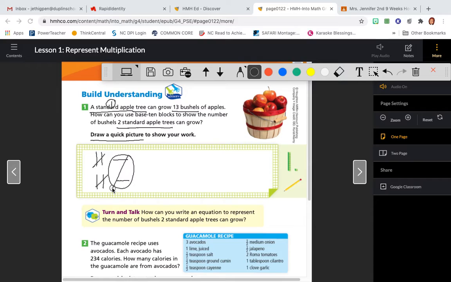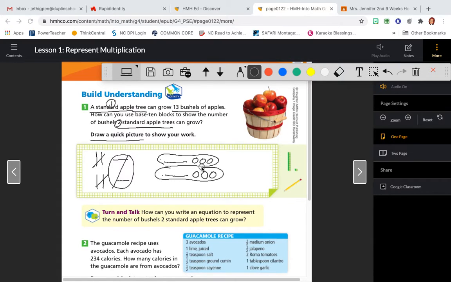So let's go back and look at our problem. 1 apple tree can grow 13 bushels of apples. So I'm going to draw 13 with base 10 blocks. So we've got 10, 1, 2, 3. So that shows 13. Well, I'm trying to show how many 2 apple trees can grow. So I'm going to draw another set of 13. 10, 1, 2, 3. So there's my quick picture to show that 2 apple trees can grow 13 bushels of apples. So there's my quick picture.